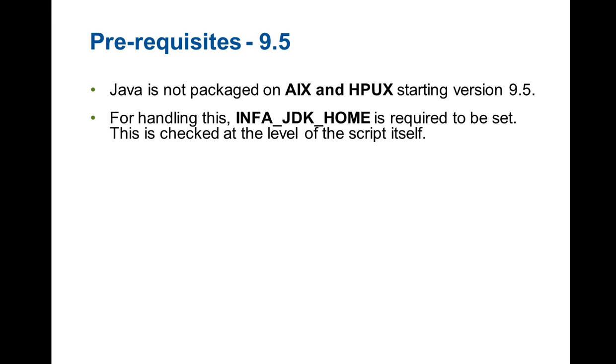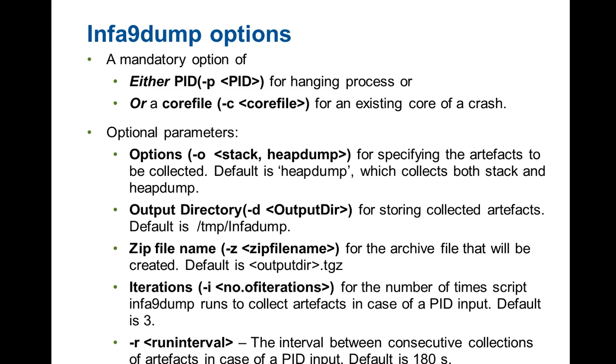Now, let us proceed to the options that are available for running Infadump. Firstly, there is a mandatory option of either PID or a core file location. That is the absolute path of the core file. PID is the process ID of the hanging process, and -C is the option for passing the absolute core file path name for an existing core of a process crash.